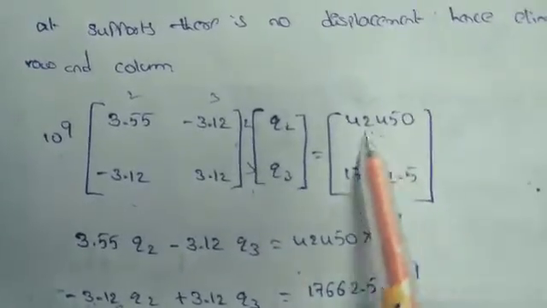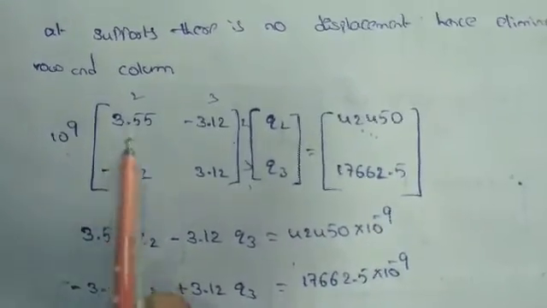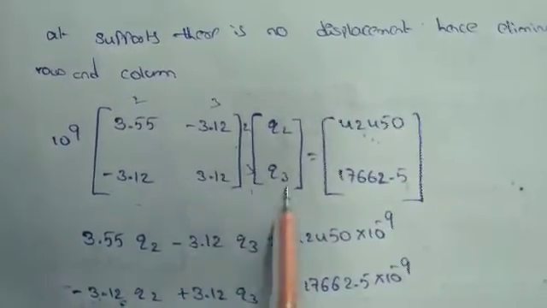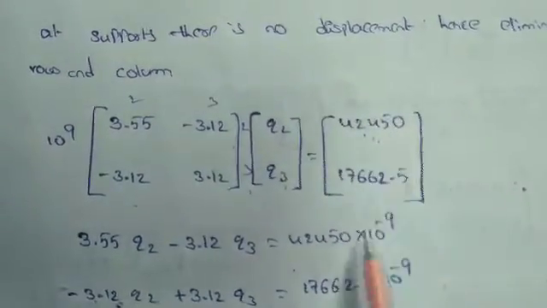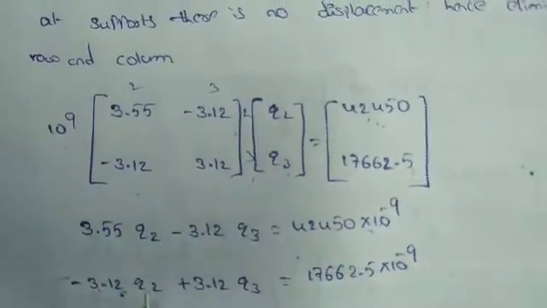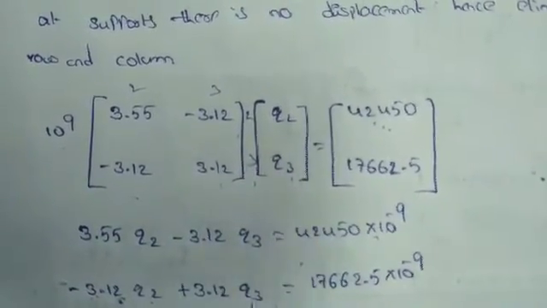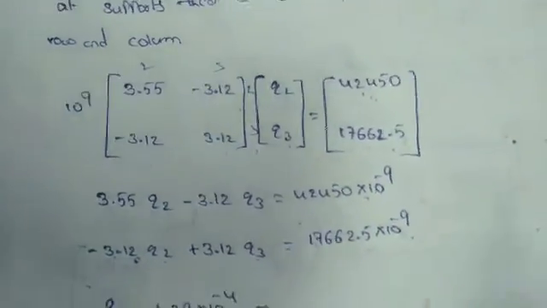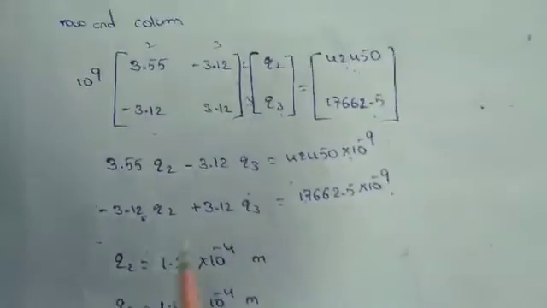Okay, you have to convert this into equations. 3.55 into q2 minus 3.12 into q3 equal to 42450 into 10 power minus 9. Similarly, minus 3.12 into q2 plus 3.12 into q3 equal to 17662.5 into 10 power minus 9. Solve these two equations and you get the values of q2 and q3.